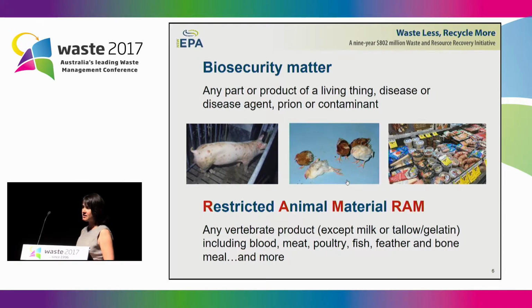And the second thing is that there's no treatment or processing that you can apply to material that's got RAM in it to make it not RAM anymore. So if it's RAM to start with, it doesn't matter whether you're doing anaerobic digestion, composting, rendering, whatever the process is, your outputs are still considered RAM. But that's only an issue if you're applying those organic materials to land where there's animals grazing. So if it's cropping land, RAM isn't the issue.